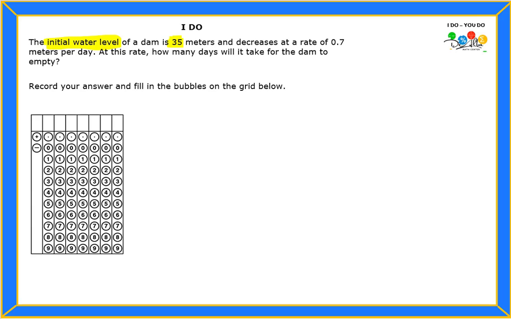Well, it says that it's decreasing at a rate of 0.7 meters per day. Now, what does it mean by decreasing? Is that something positive or something negative? It's negative, right? What about rate? What does that remind you? Maybe rate of change? Yes, very good. So this is more like slope.